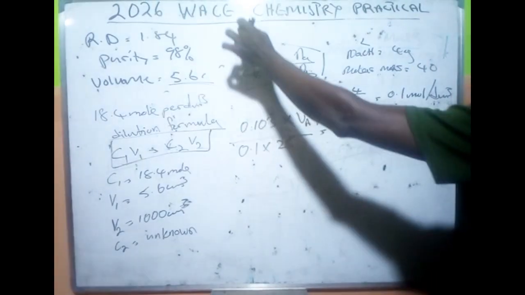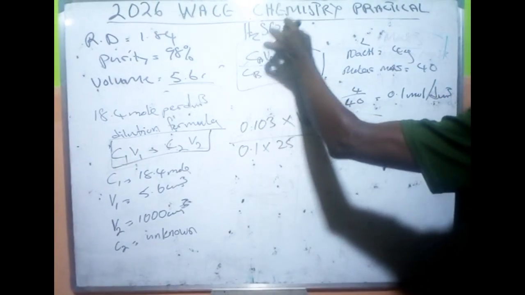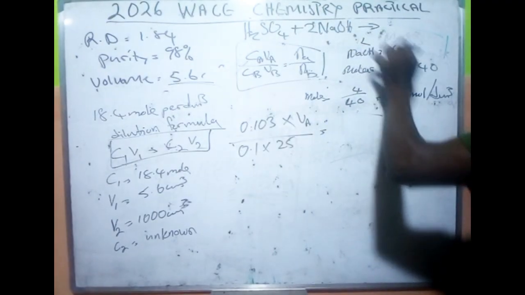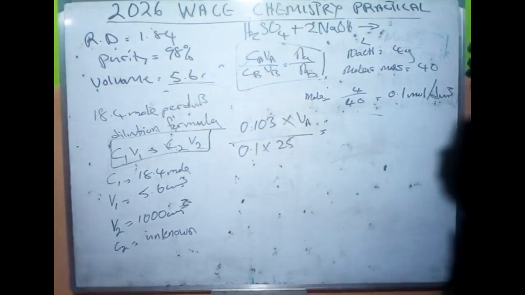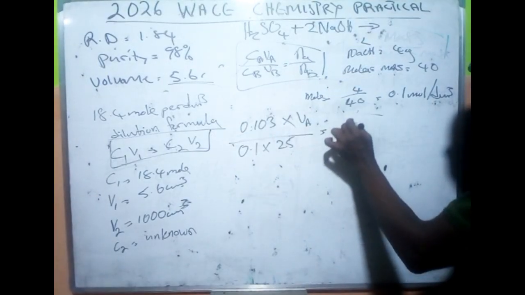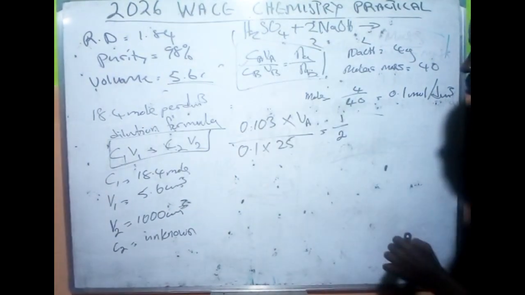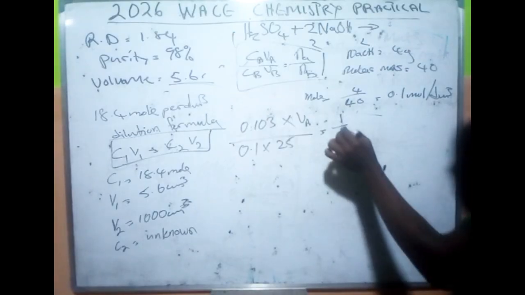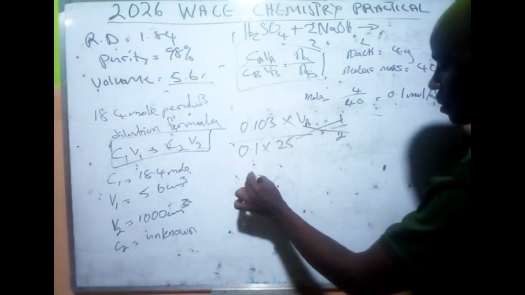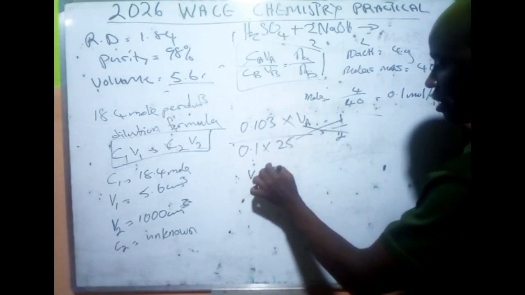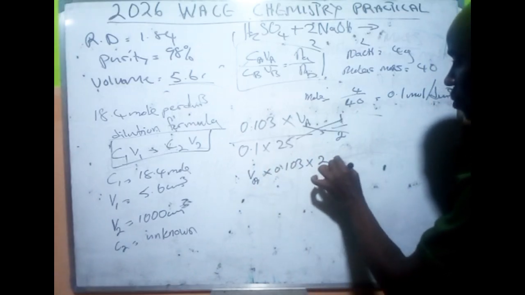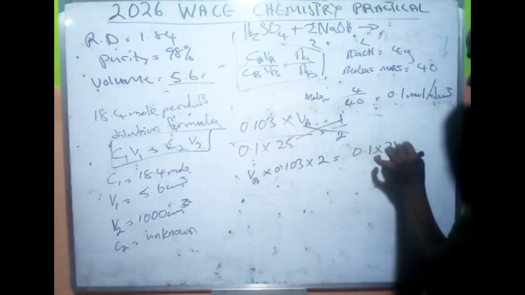Now, from the balanced chemical equation where we have the acid reaction, we know that 2 moles of the base will react with the acid. That means the mole ratio there will be 2/1. This is 1, this is 2. So what do we do next? We cross multiply. If we cross multiply this, we will have Va times 0.103 times 2 equal to 0.1 times 25.